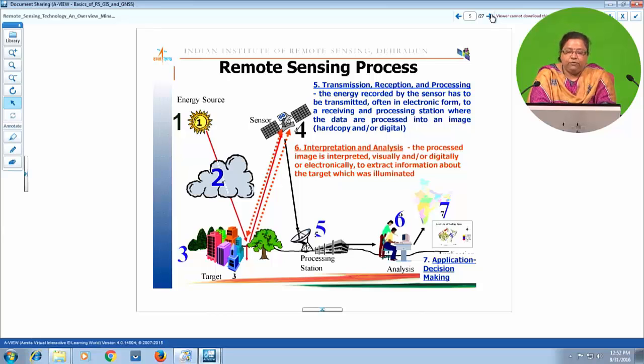The next step would be the interpretation and analysis of these images by experts or trained people in the field, both visually or digitally, to extract meaningful information about the target from which the energy has been recorded. The last step would always be utilizing this interpreted information for useful applications for decision making purposes.